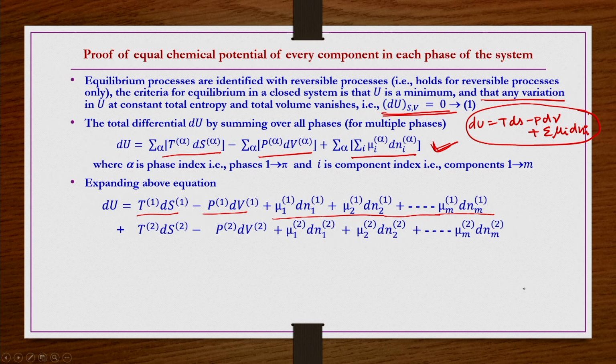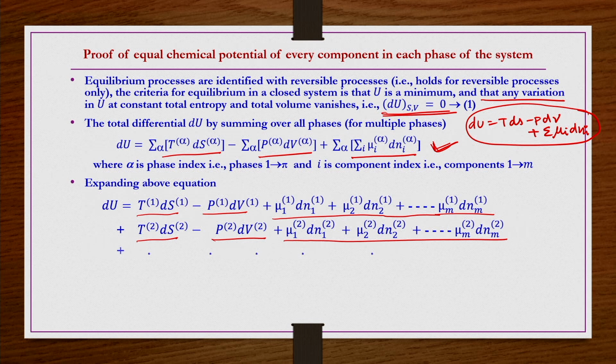Similarly, if you write for phase 2, T^2 dS^2 minus P^2 dV^2, and then within the second phase m number of components are there. So, whatever the sigma mu_i dn_i for the second phase is, that is mu_1^2 dn_1^2 plus mu_2^2 dn_2^2 plus and so on, up to mu_m^2 dn_m^2.